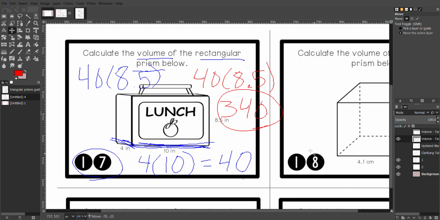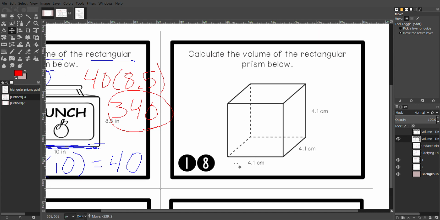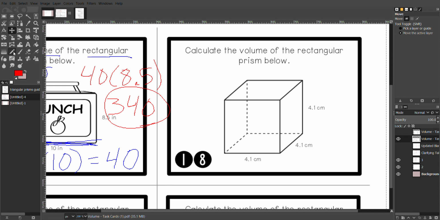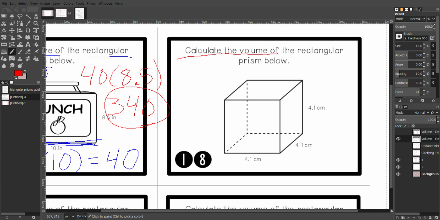Now let's look at number 18. Number 18 says calculate the volume of the rectangular prism below. So which two numbers make up the base of this rectangular prism? I will pause. 4.1 and 4.1. So what two numbers am I going to multiply to get the area of the base? I will pause.